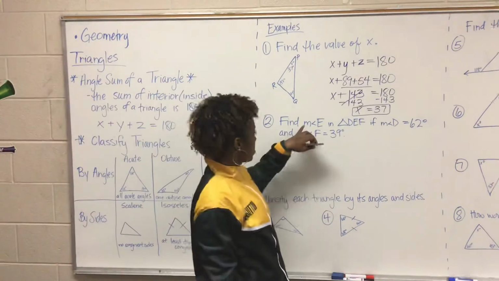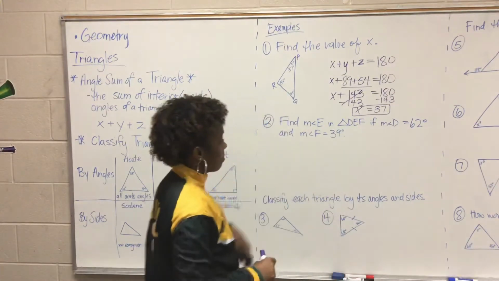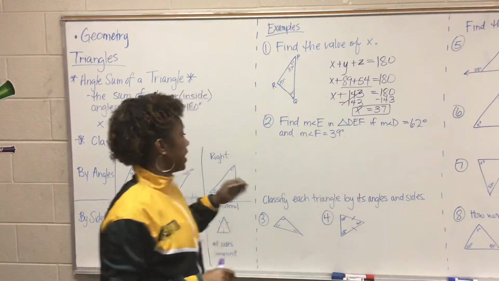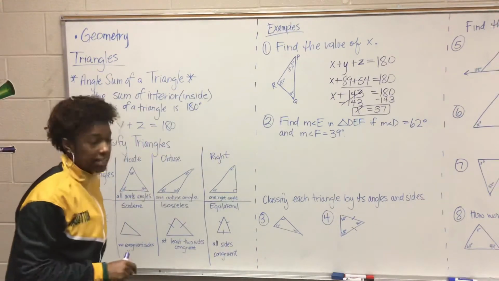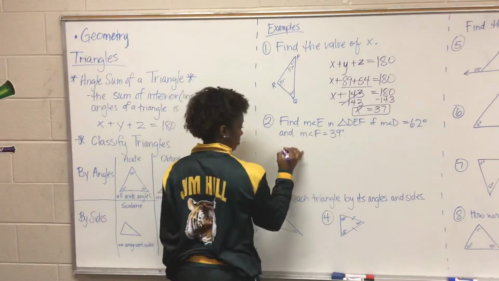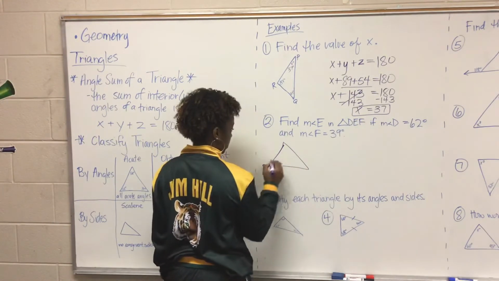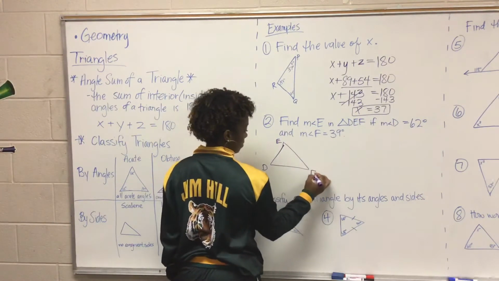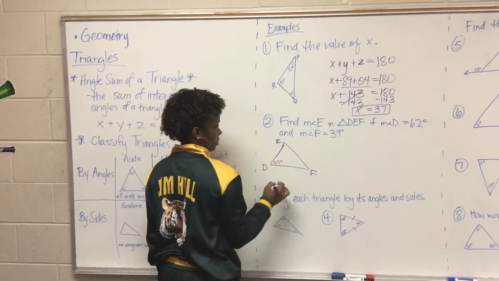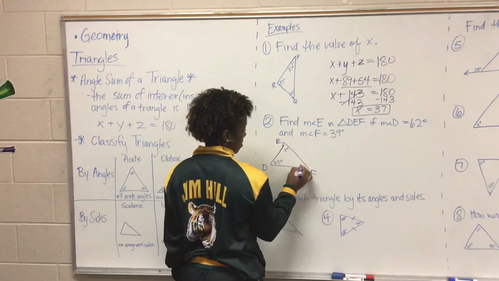Find the measure of angle E in triangle DEF if the measure of angle D is 62 degrees and the measure of angle F is 39 degrees. So if you want, you can draw a picture. It tells you that the triangle is DEF. It says D is 62 degrees. We do not know E, so we'll leave that as x, and F is 39 degrees.